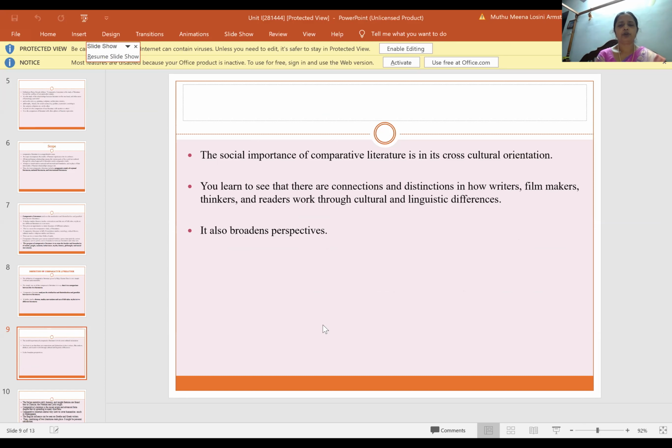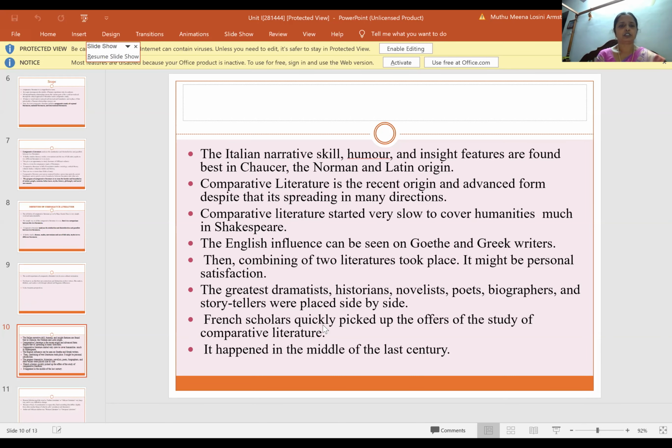The social importance of comparative literature is in its cross-cultural orientation. We learn to see that there are connections and distinctions in how writers, filmmakers, thinkers, and readers work through cultural and linguistic differences. It also broadens the perspective of people, writers, and translators.